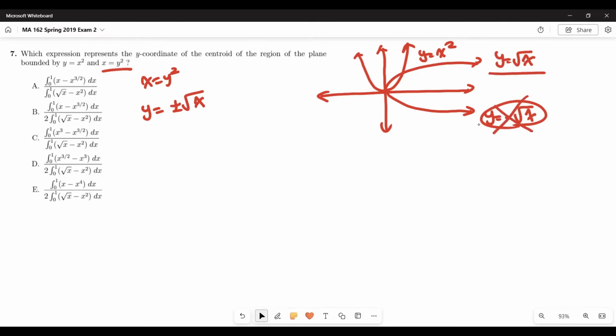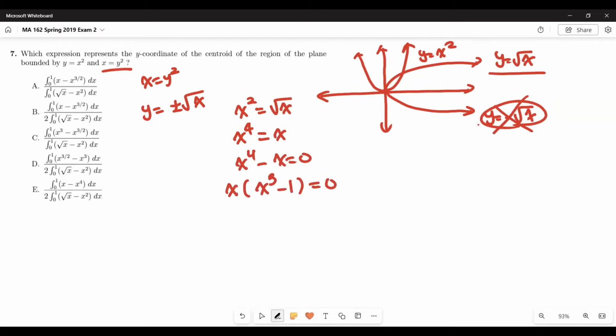And let's find the intersection point. We can find the intersection points by setting those y values equal to each other, which is x squared equals square root of x. If you square both sides, this becomes x to the fourth equals x. x to the fourth minus x is equal to 0. x times (x cubed minus 1) equals x times (x minus 1)(x squared plus x plus 1) equals 0. So x is 0 and 1. So the intersection points are 0 and 1. There we go, we have that.